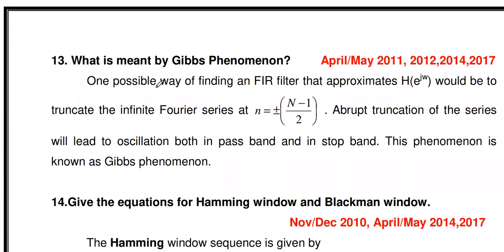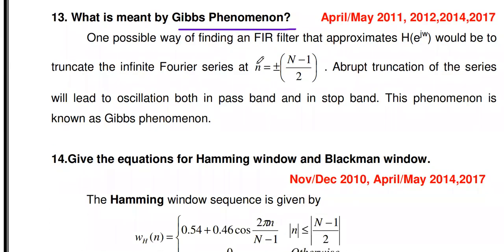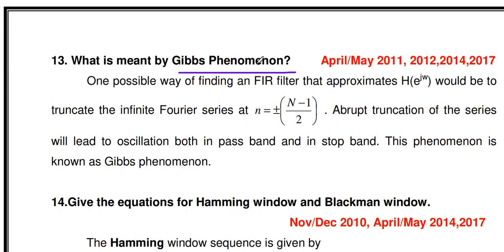Then the next question: what is meant by Gibbs phenomenon? This is also a very repeated question, asked in 2011, 2012, 14 and 17. Where do we get this Gibbs phenomenon? It occurs if you are designing the FIR filter using the Fourier series method. In the Fourier series method, the first step is to calculate hd of n from Hd of e power j omega.